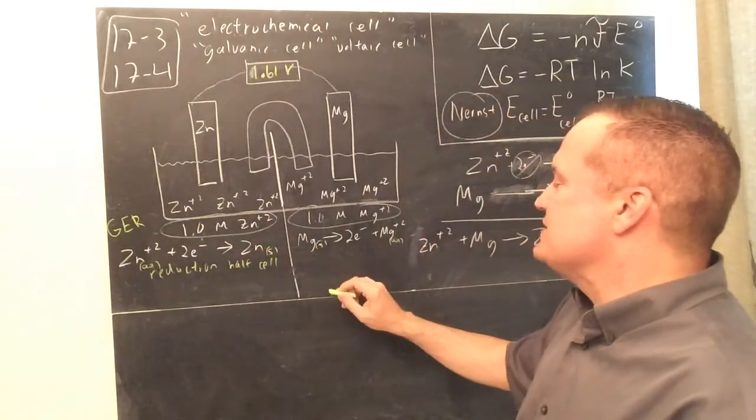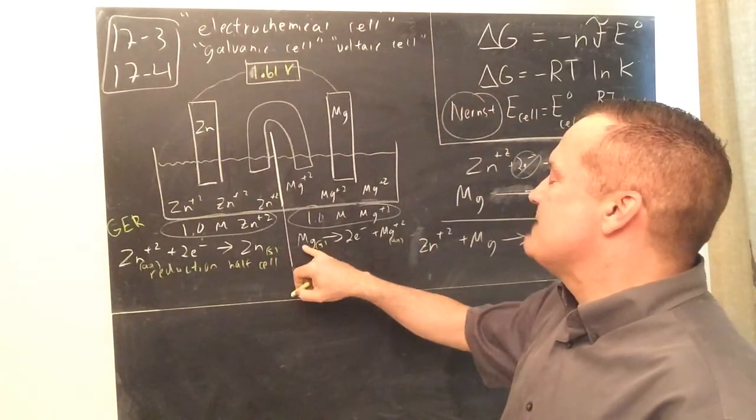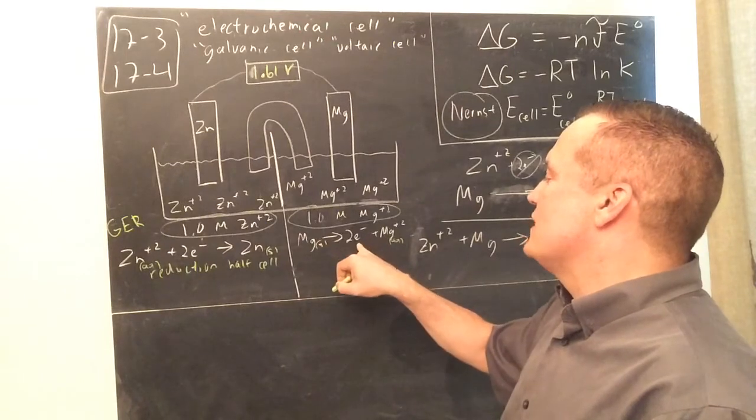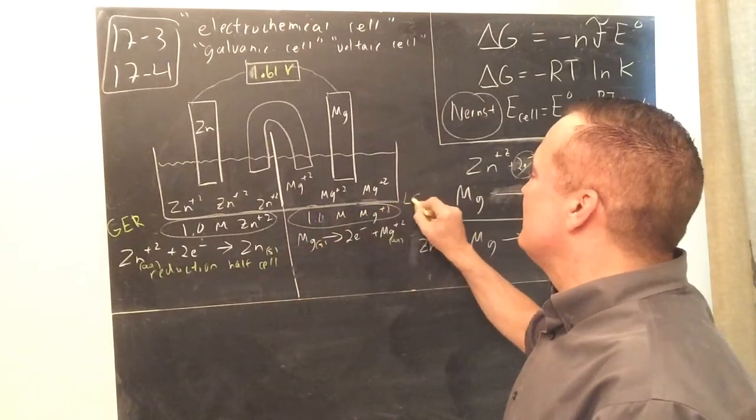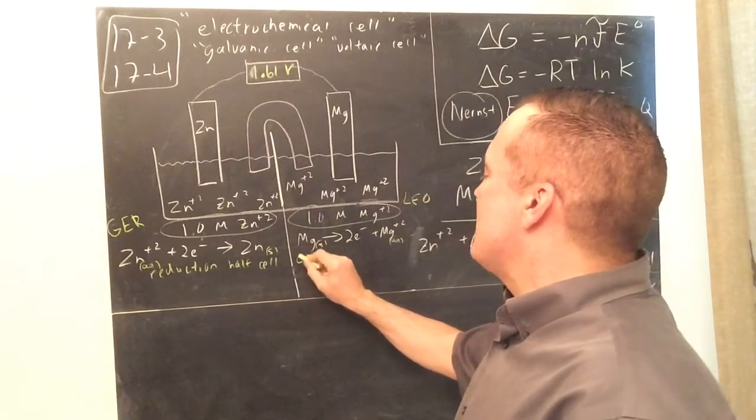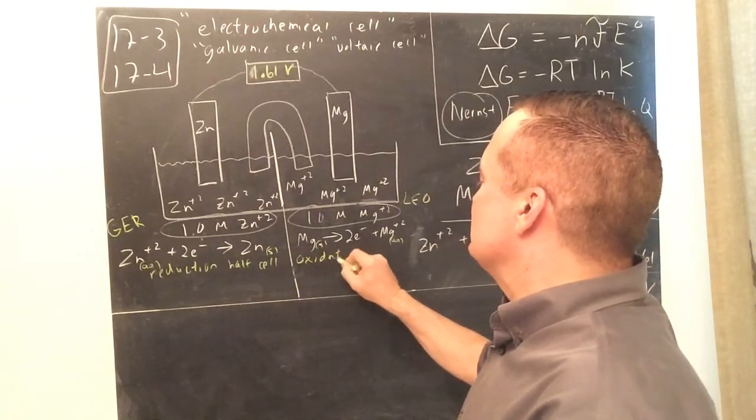This must be the oxidation. But how do you know it's oxidation? Because magnesium loses electrons. You see, electrons are a product. So that's the LEO cell. It's the oxidation. Lose electrons, oxidation.